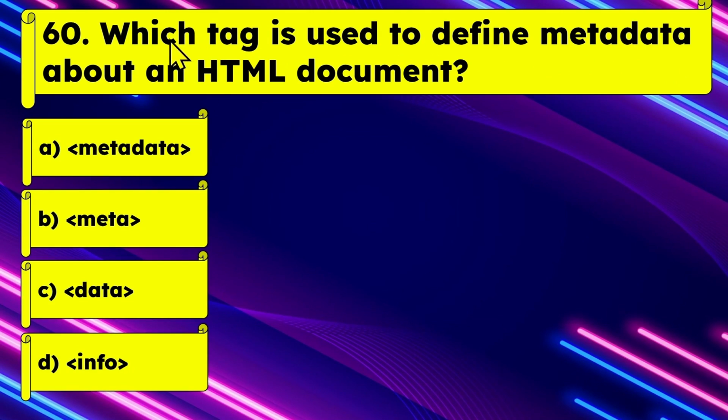Next question is, which tag is used to define metadata about an HTML document? So here the metadata refers to data related to data. So option A we have is metadata tag, option B is meta tag, option C is data tag, or option D is info tag. So here the correct answer will be option B.